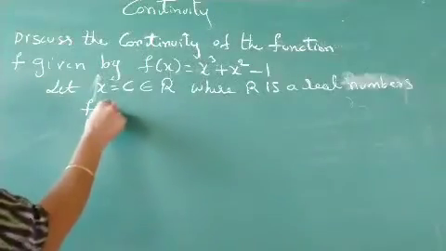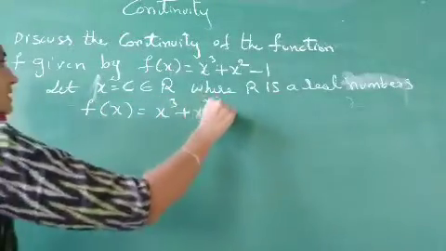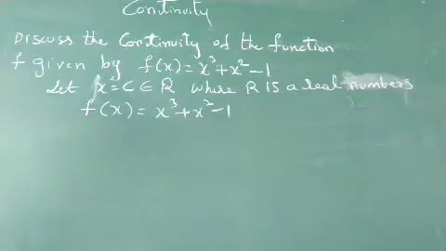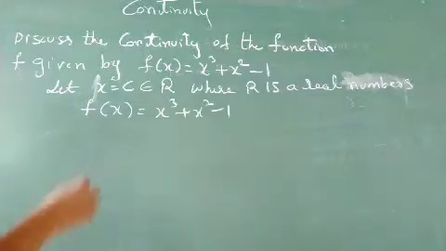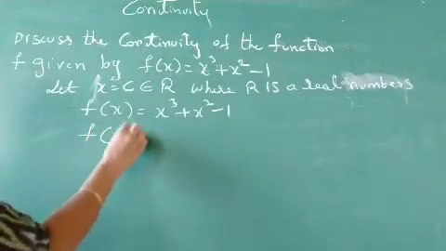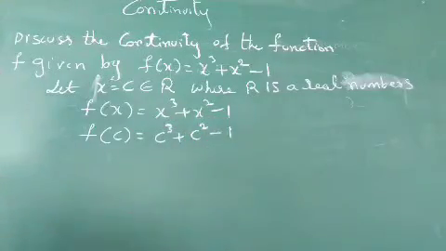What is the given function? F of x equals x cube plus x square minus 1. At the point, which point are we taking? C as one point we have considered. So first find the value at the point. F of c is equal to c cube plus c square minus 1.